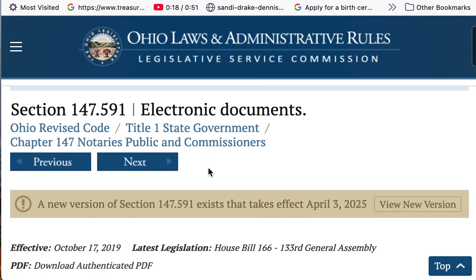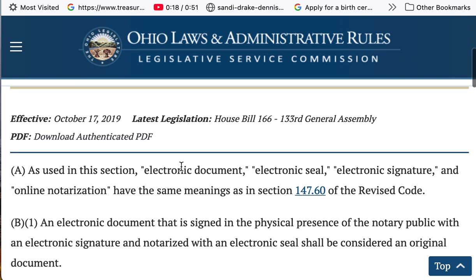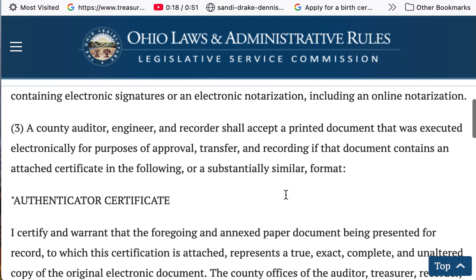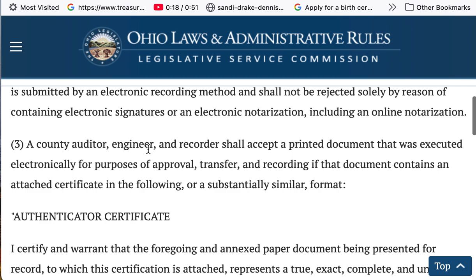Electronic documents. And again, you can find this in your state. As used in this section, electronic documents, electronic seal, electronic signature, and online notarizations have the same meanings. A county auditor, engineer, and recorder shall accept a printed document that was executed electronically for the purposes of approval, transfer, and recording if that document contains an attached certificate in the following or substantially similar format. Okay?